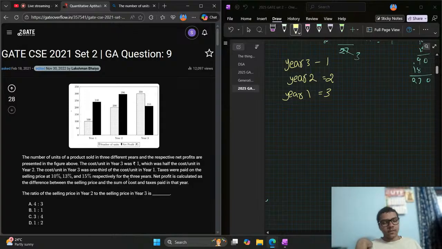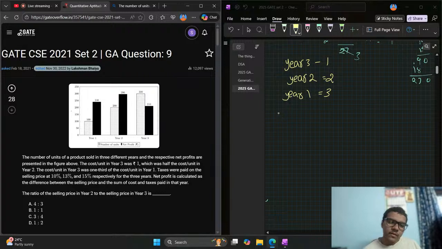The taxes were paid on selling prices at 10%, 13%, 15% respective to the 3 years. Net profit is calculated as the difference between the selling price and the sum of cost and taxes paid in the year. Okay, so this is profit 240. 240. I see.